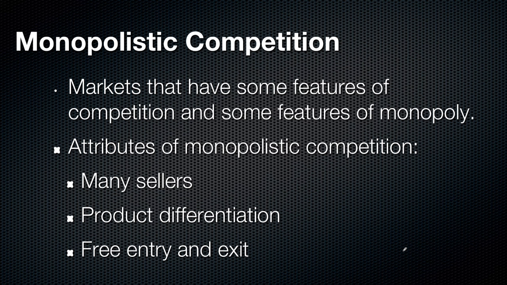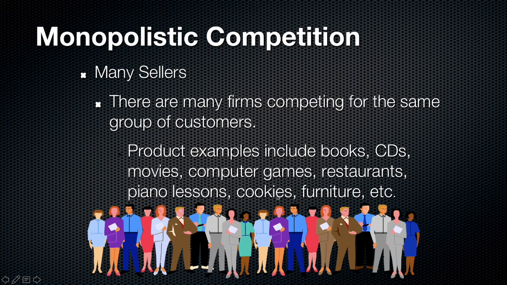And the attributes are there are many sellers with free entry and free exit, okay? So many sellers, like perfect competition. Free entry and free exit, like perfect competition. The big difference, the key difference, is product differentiation. Okay? So the key to monopolistic competition is that the products have to be at least slightly different from one another. Okay? So there are many sellers competing for the same group of customers.